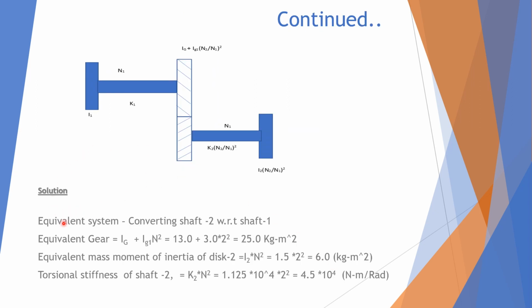Now we have to first convert in equivalent system with reference to shaft 1. So equivalent gear IG plus IG1 into N2 is coming 25, equivalent mass moment of inertia of disk is coming 6, and torsion stiffness of shaft 2 is coming 4.5 into 10 to the power 4.